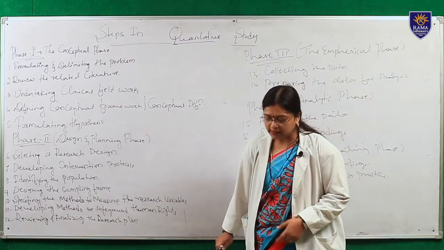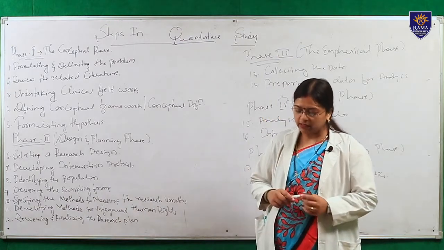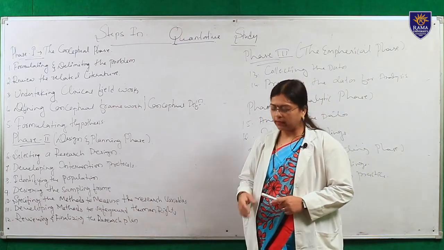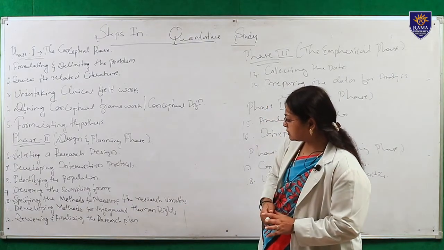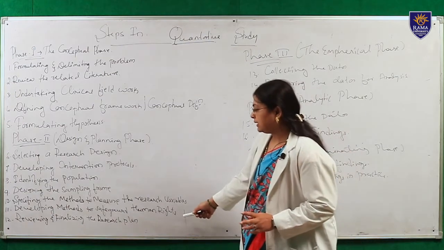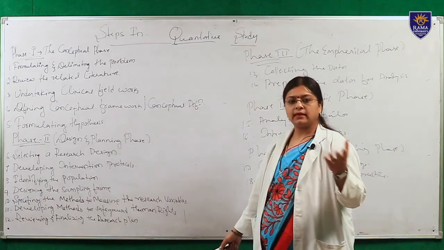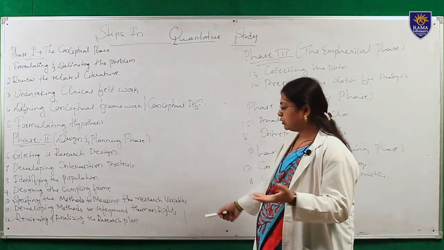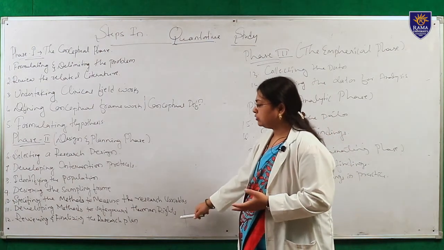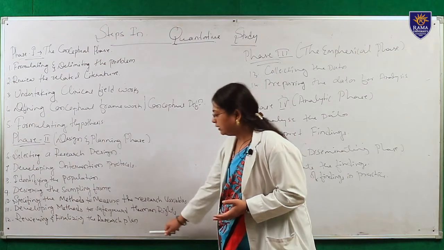We have to specify which type of methods we are going to use for our research variables. Next, developing methods to safeguard the human rights. Certain methods here are again the same, that is the confidentiality, and we are not exposing their data. This all comes under developing methods for safeguarding the human rights.